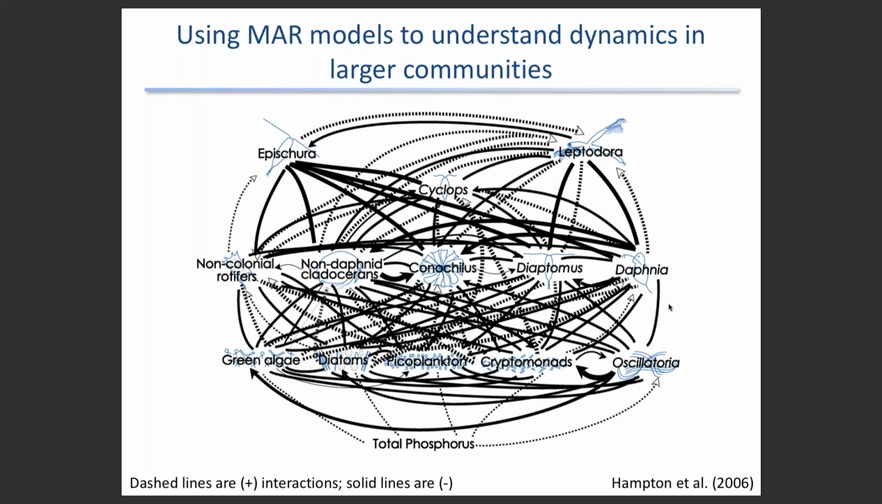And we can start to understand this community and what these different strengths are. Each arrow here would represent one element in the B matrix. So this arrow here is the effect of Daphnia on Oscillatoria. It's actually two, and then it would be the effect of Oscillatoria on Daphnia. So that's two places in the matrix.